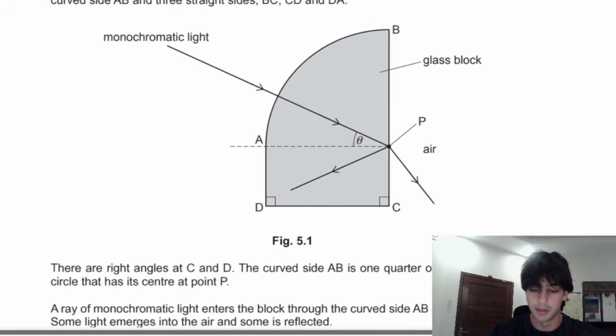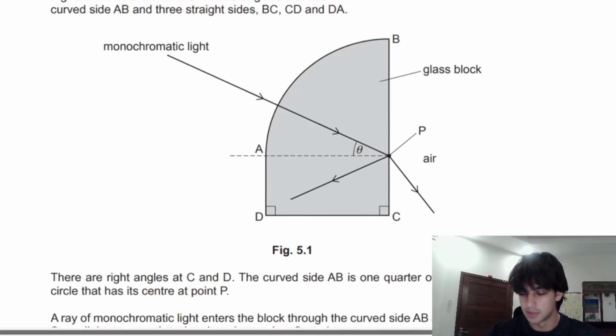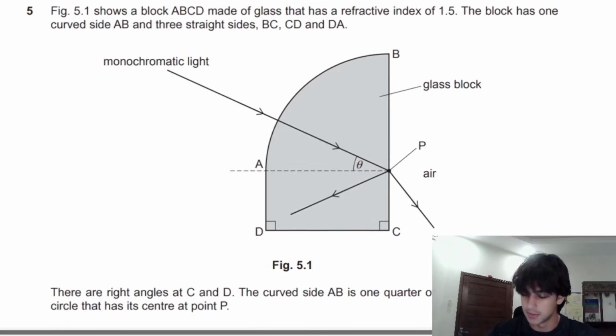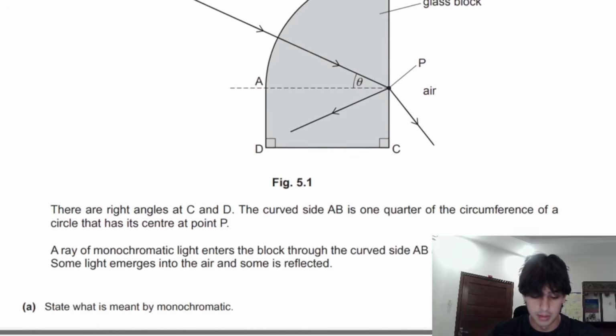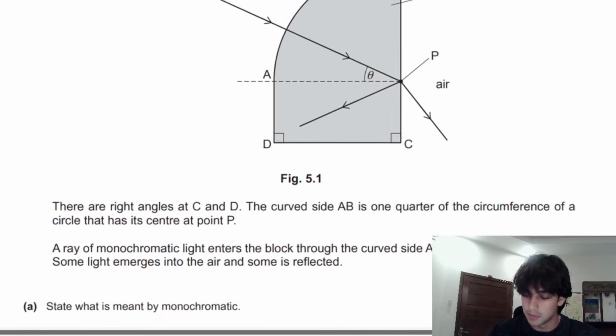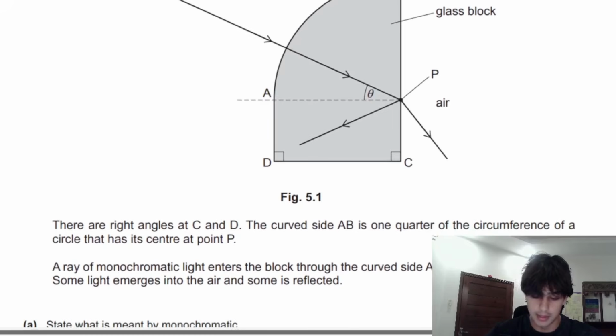Here we have question 5. We have a block ABCD made of glass that has a refractive index of 1.5. There's a curved side and then 3 straight sides. So AB is the curved side. There are right angles at C and D. The curved side AB is 1/4 of the circumference of a circle that has its center at.